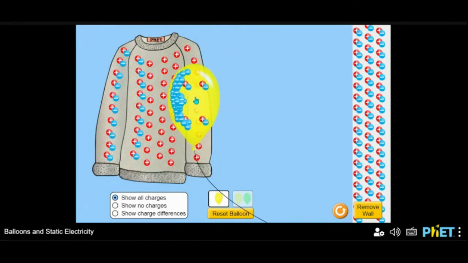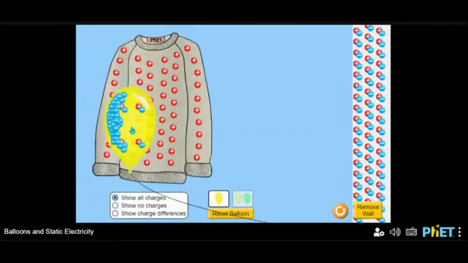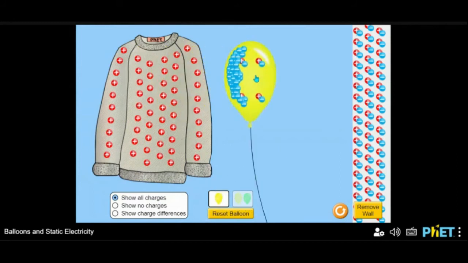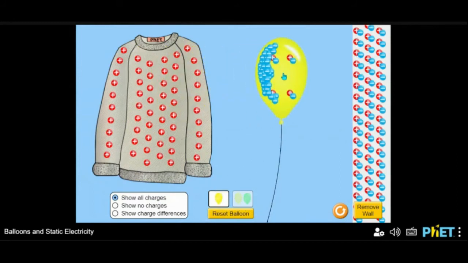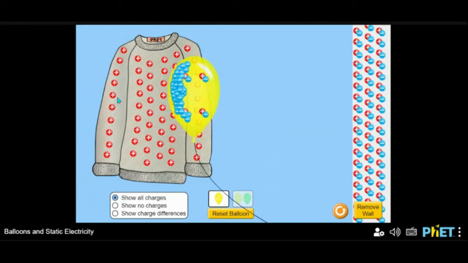And because two surfaces were in contact with each other. Now, if I'm going to let go of my cursor, and notice that the balloon is away from the sweater, and I'm going to let go of it, what will happen? Alright, the balloon is attracted to the sweater. What is that?